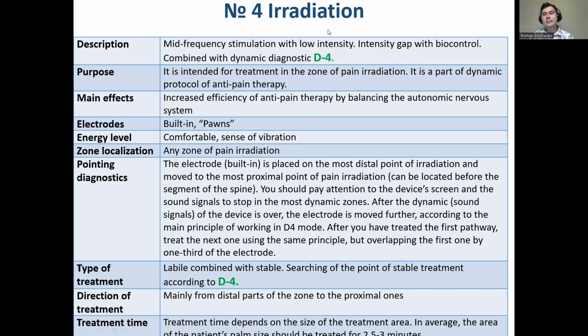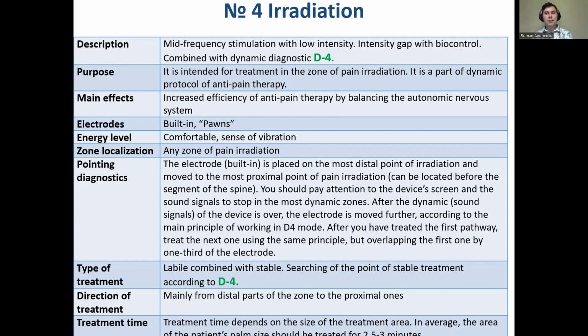So what is it used for? It is intended for treatment in the zone of pain and radiation. So the problem is actually located in our spine, but the pain is radiating to some of our limbs, to an arm or to a leg, and it may irradiate all the way to the fingers. It is a part of the dynamic protocol, and we use a certain preset for the back, not this one, but we use preset number 4 to address the irradiating area.